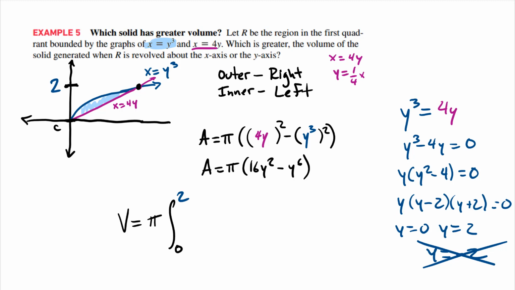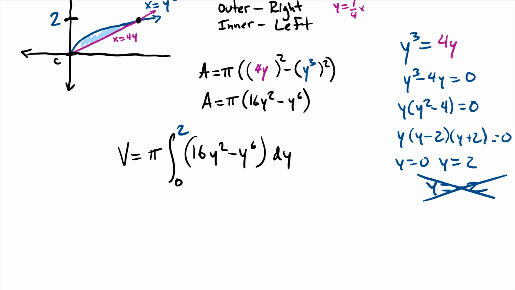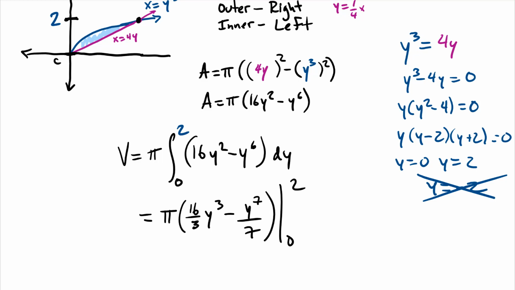Now we can do our integral. I'm going to skip some steps on this and jump to the end. So we have pi times 16 over 3 y cubed minus y to the 7th over 7, evaluated from 0 to 2.